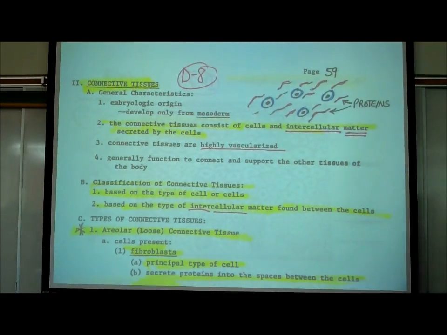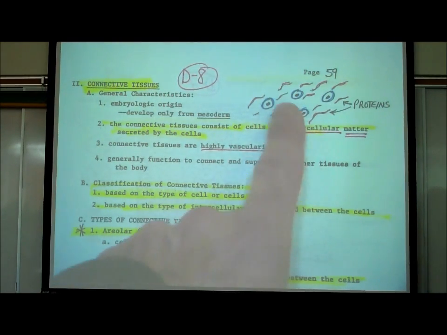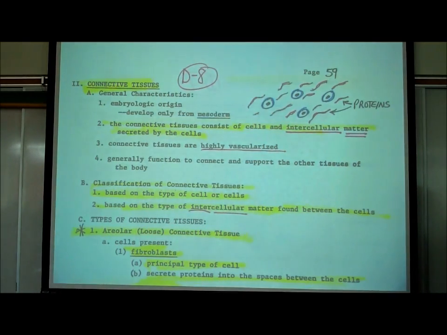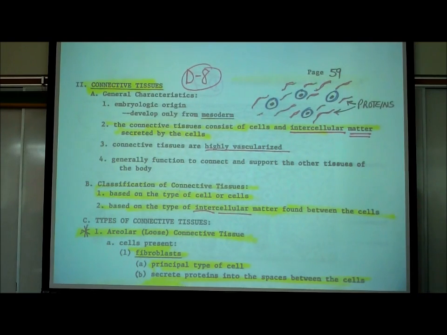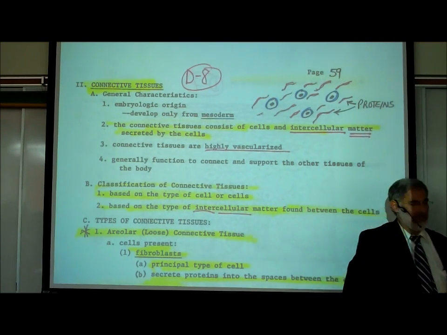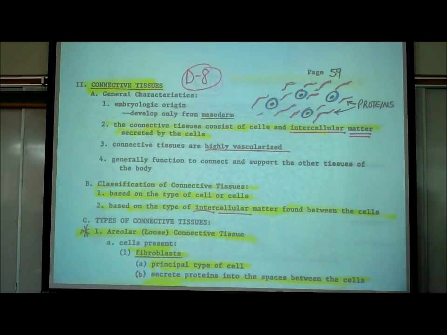What does inter mean? Between. So between the cells, there's this material. There's proteins, proteins that are manufactured and secreted by the cells. Another characteristic of connective tissues is that in general, with only one exception that we'll get to, they are highly vascularized. They all have lots of blood vessels. That was in contrast to epithelial tissues, which have no blood vessels.